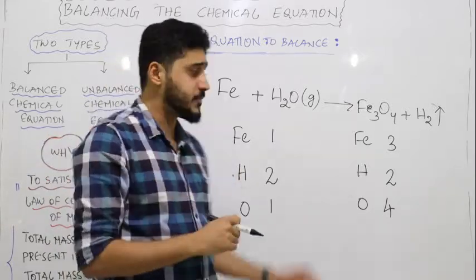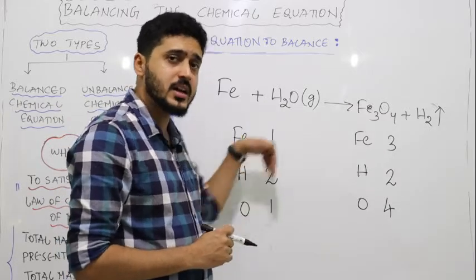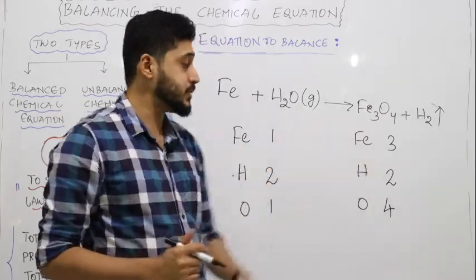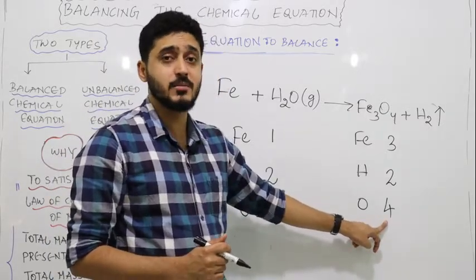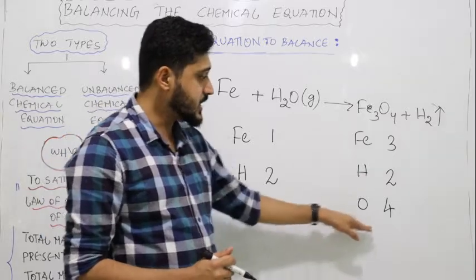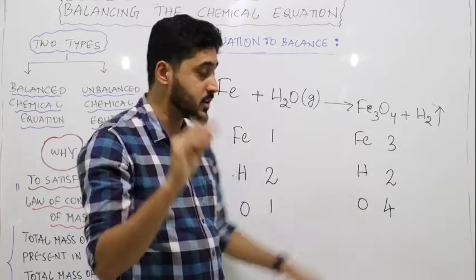So the next step is, after identifying the elements and writing their total number of atoms in the reactant as well as in the product, identify the highest number of atoms. In here, which has the highest number of atoms? Oxygen. That is how much? 4. Oxygen has 4 atoms.